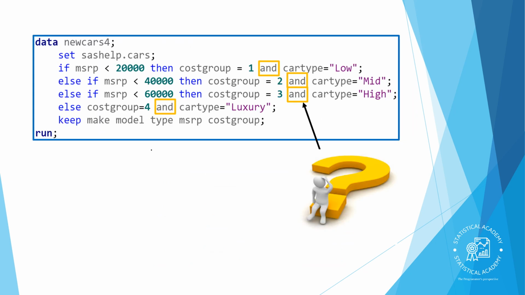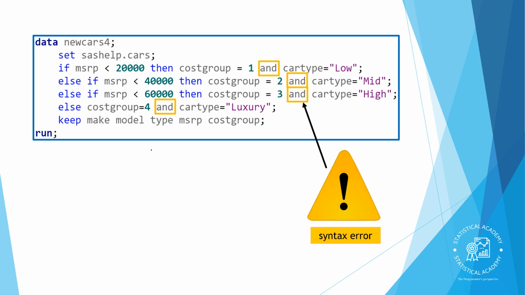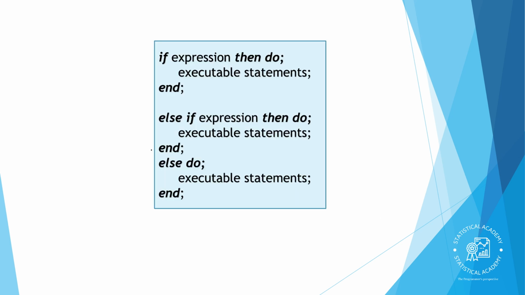If you can specify a compound condition to evaluate, can you do the same after the keyword then to execute multiple statements? No. If you try and use AND between two statements, the program fails with a syntax error because you can only have one executable statement following the then statement. Don't worry, SAS has another way to execute multiple statements for a given condition.